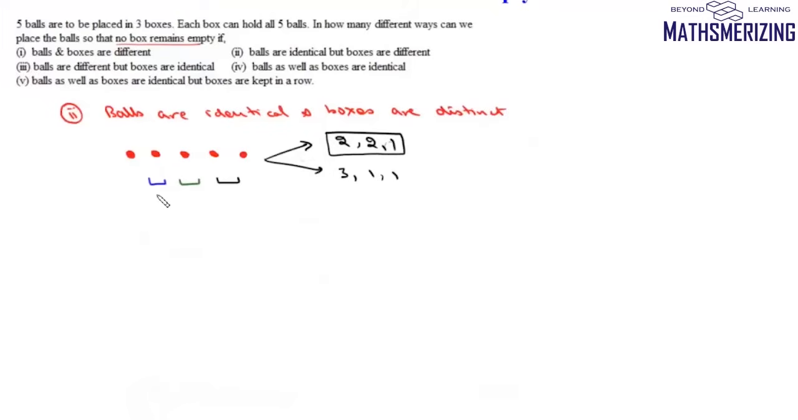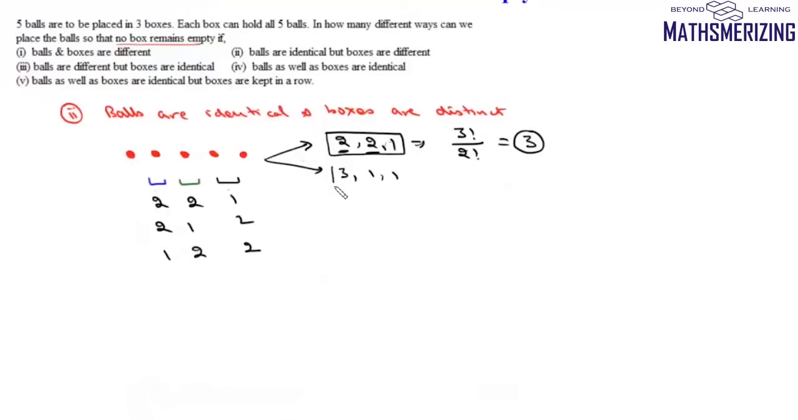It could be either 2 in blue, 2 in green and 1 in black, or 1 in green, or 1 in blue. So we can distribute 2, 2 and 1 in 3 distinct boxes as factorial 3 divided by factorial 2 ways, because these two numbers are the same. So it can be done in only 3 ways: 2, 2, 1 or 2, 1, 2 or 1, 2, 2.